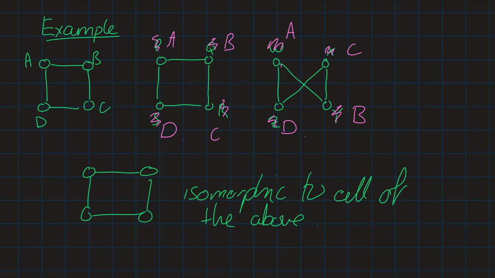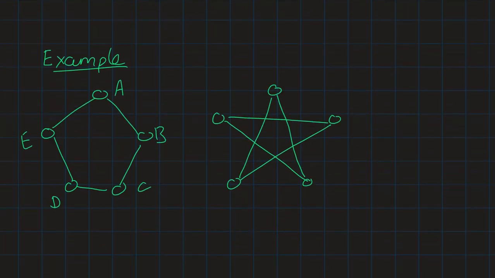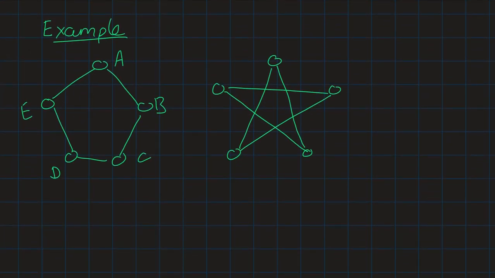So let's move on to a slightly harder example. Show that these two graphs are isomorphic. That's what I want to do. The one on the left has labels already, and the one on the right doesn't have any labels. So I'm going to try and label the one on the right to make it equal to the one on the left.